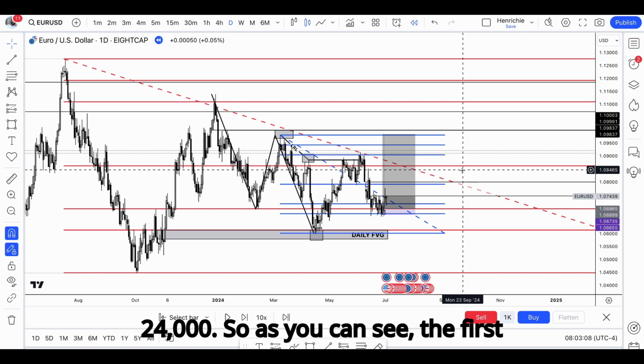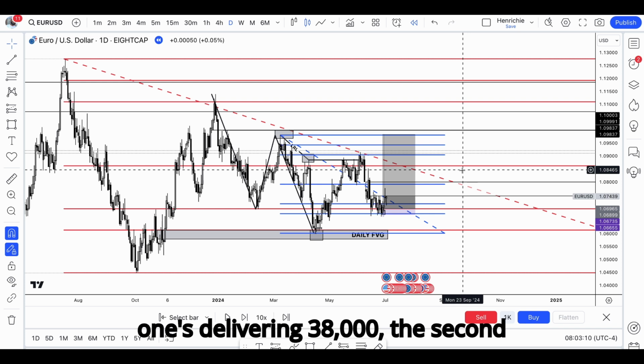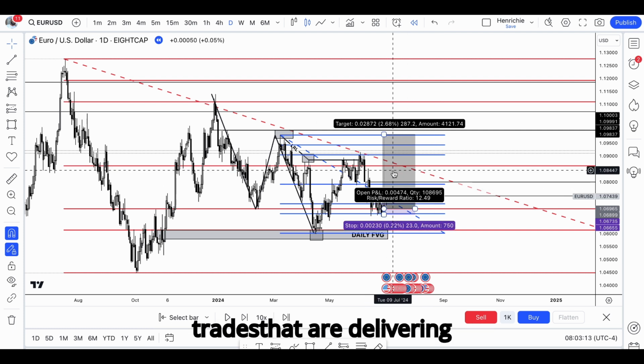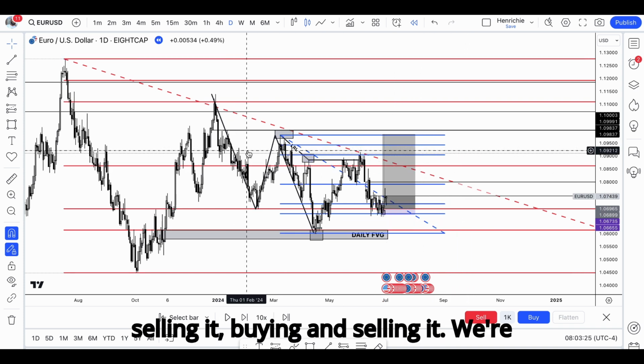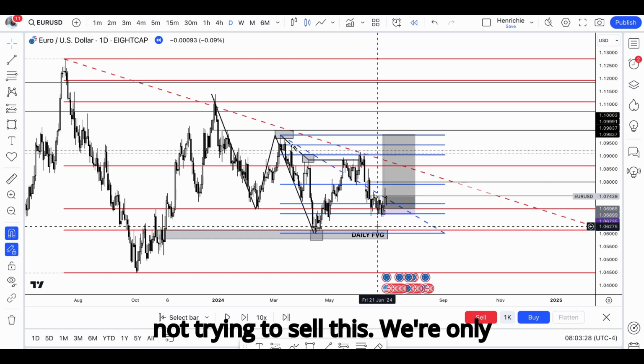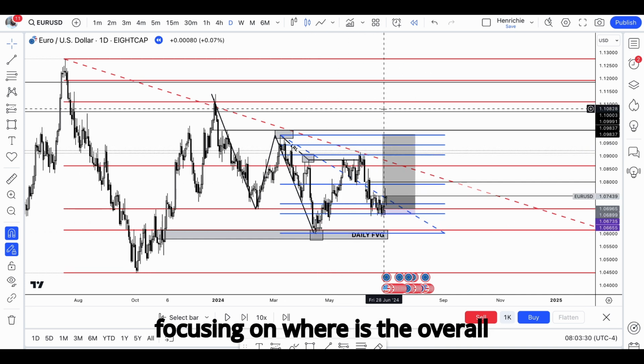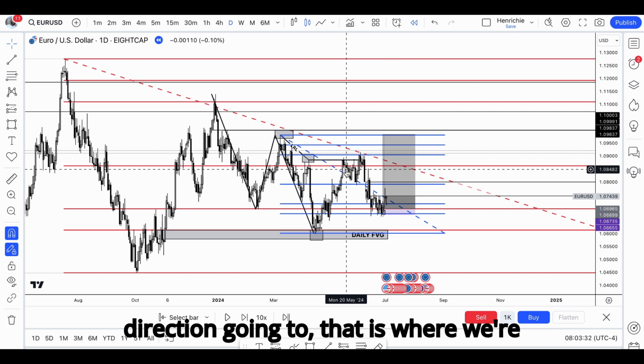So as you can see, the first one's delivering 38,000. The second trades that are delivering 24,000. Do the maths, that's literally 60,000. Focusing on one direction. We're not trying to focus on buying and selling it, buying and selling it. We're not trying to sell this. We're only focusing on where is the overall direction going to. That is where we're hunting.